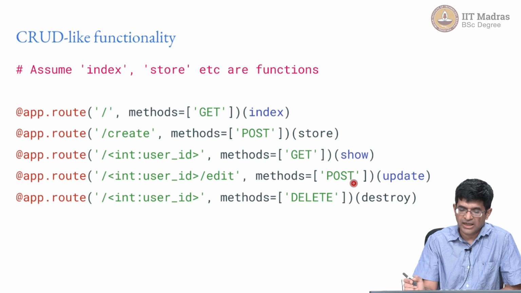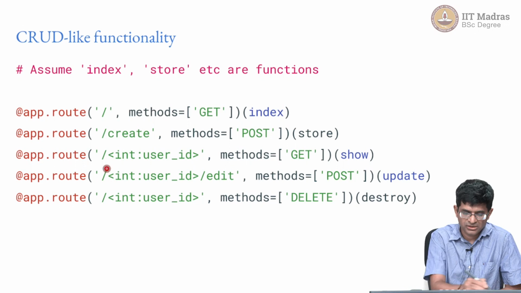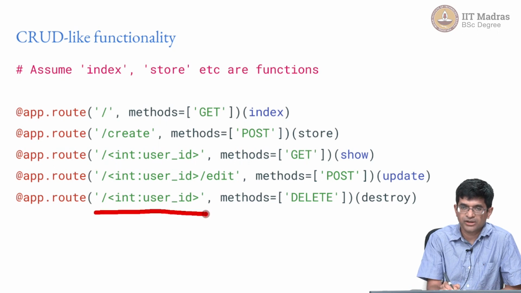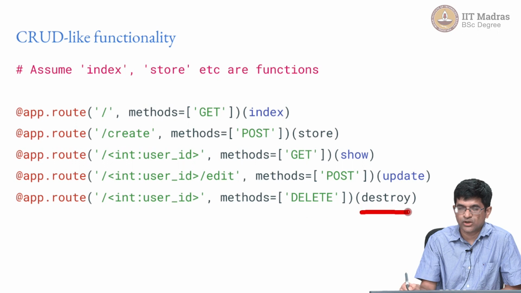Okay, and the last one you can see is, look at these two, right? Both of them correspond to the same route, /int:user ID. This is also /int:user ID. What this says is, if the method is get, then call the function show. But this says if the method is delete, call the function destroy. As you can imagine, this would just show the object, this would delete it from the database.